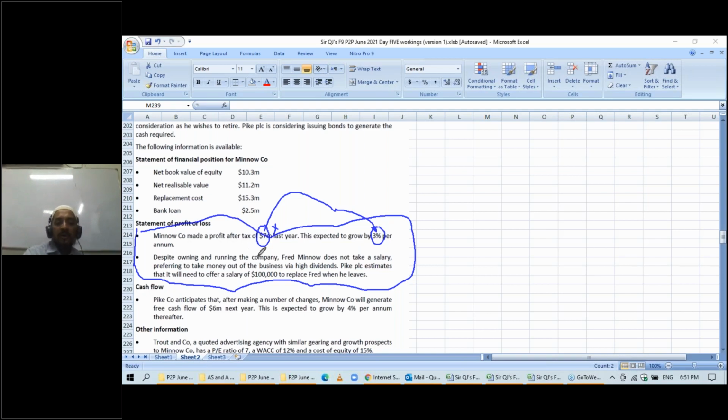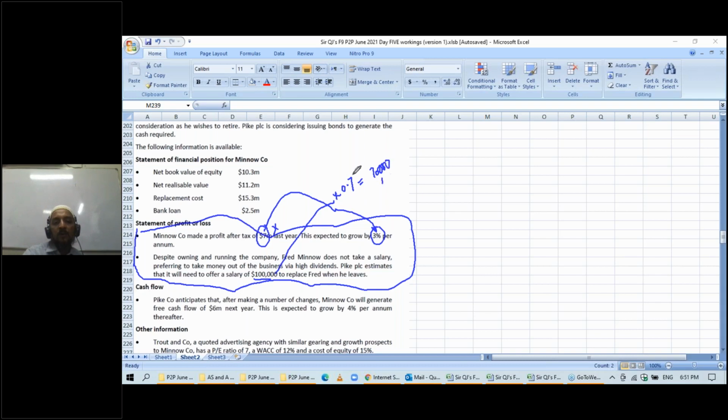Now, despite owning and running the company, Fred Mino does not take a salary, preferring to take money out of the business. So this profit is not correct because there was no salary for this person. He used to take high dividends. Pike PLC estimates that it will need to offer a salary of 1,000. So once Mino is sold, they will have to pay a salary, and on salaries they will have to pay tax as well. They will be able to save some tax at 30%. So at one place the expenses will increase and at the other place the tax expense will decrease. So the net expense will increase by 70,000.